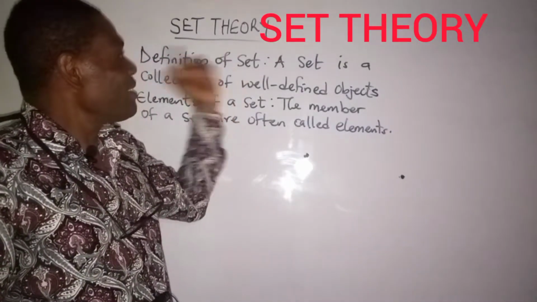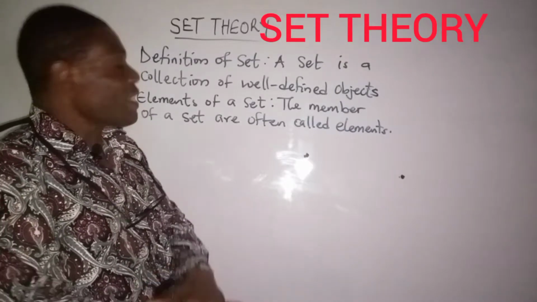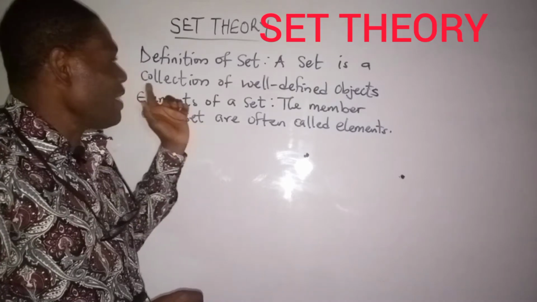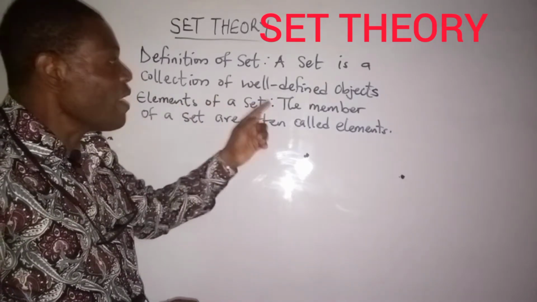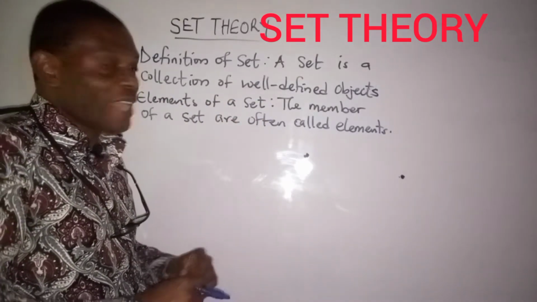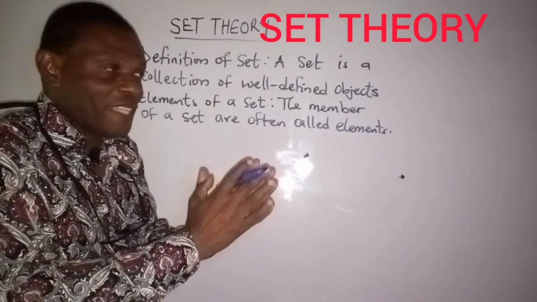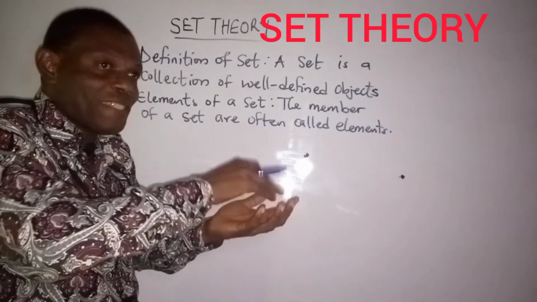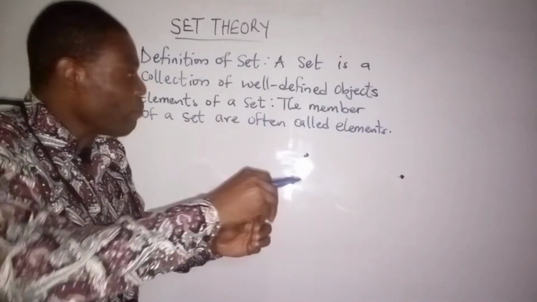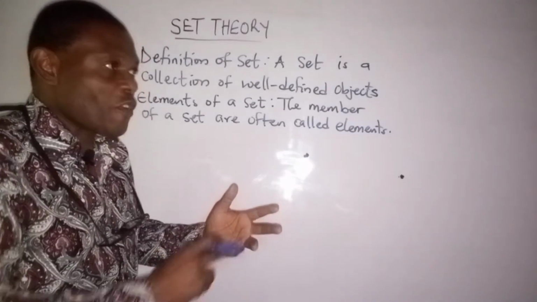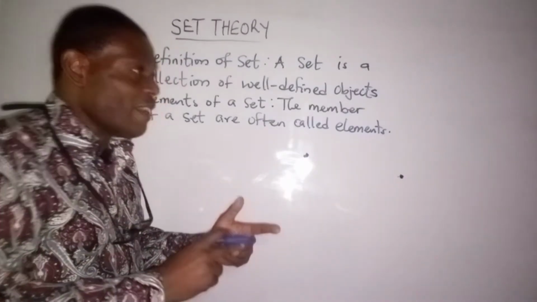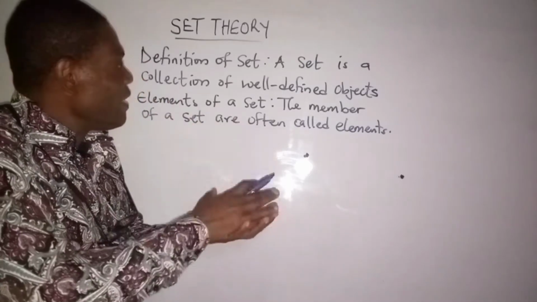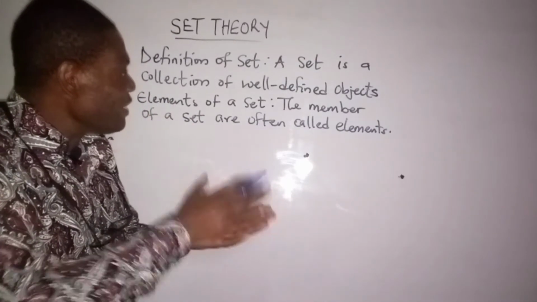I will be dealing with set theory. A set can be defined as a collection of well-defined objects. Now, if you have a math set, it's an example of a set, because inside the math set we have different components: the pair of compasses, the ruler, the protractor, and all the rest. They are well-defined objects inside.